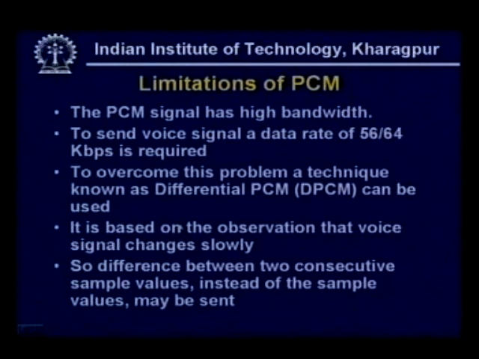Now, let us look at the limitations of the pulse code modulation technique that we have already discussed. A pulse code modulated signal has got high bandwidth, as we have seen. Say a 4 kilohertz analog signal will require a bandwidth of many kilobits per second. As you have seen, for a voice signal you require a data rate of 56 kilobits per second if you are using 7-bit encoding, or 64 kilobits per second if you are using 8-bit encoding.